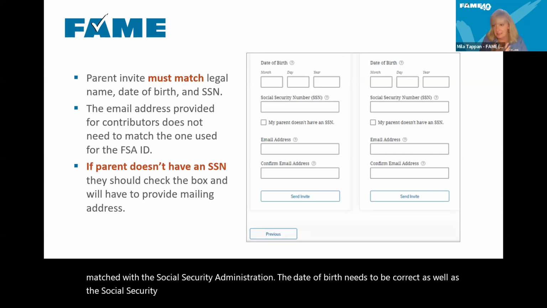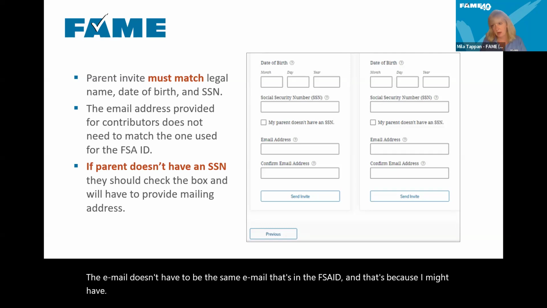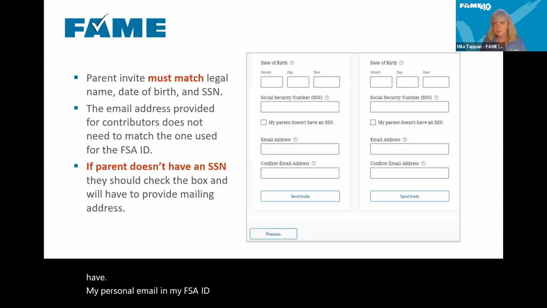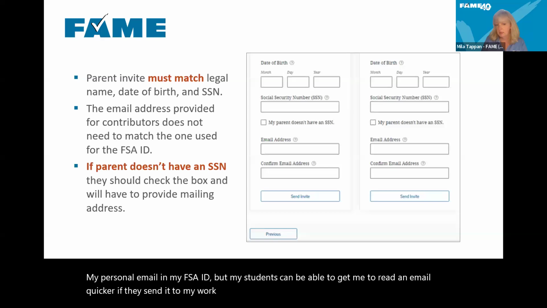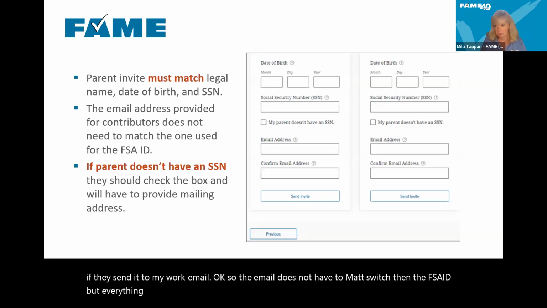The email doesn't have to be the same email that's in the FSA ID. And that's because I might have my personal email in my FSA ID, but my student's going to be able to get me to read an email quicker if they send it to my work email, okay? So the email does not have to match what's in the FSA ID, but everything else has to, okay?